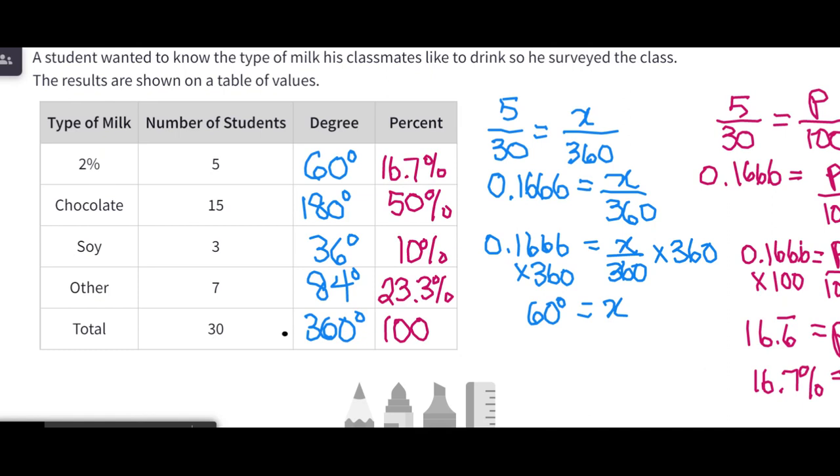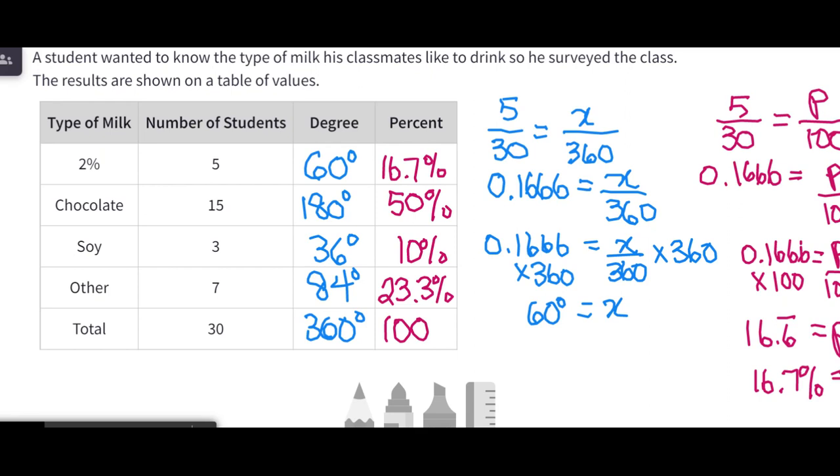All right, so I just went ahead and found the percent for 15 students and then found the percent for 3 students and for 7 students. How do I do that? Same thing as this. So instead of 5 out of 30, I put 15 out of 30. Same process. 15 divided by 30, change that into decimal. That is 0.5, multiply both sides by 100, and then I got 50%. So the process and how to do these are exactly the same as how you would find it for 5 students, for students that are liking 2% milk.